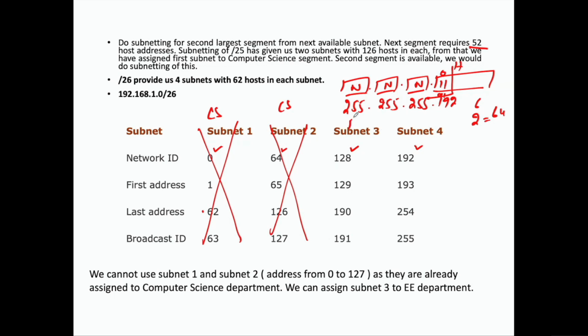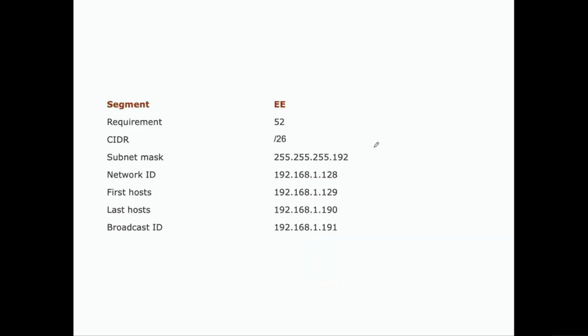Yes, I can assign this third subnet to EE. How many nodes can there be? There can be 64. What is the requirement of EE? 52 nodes, right? So I'll assign this third subnet to the electrical engineering department. If I again look at the summary, what was the requirement? 52 nodes. How many bits are representing the network part used for masking?